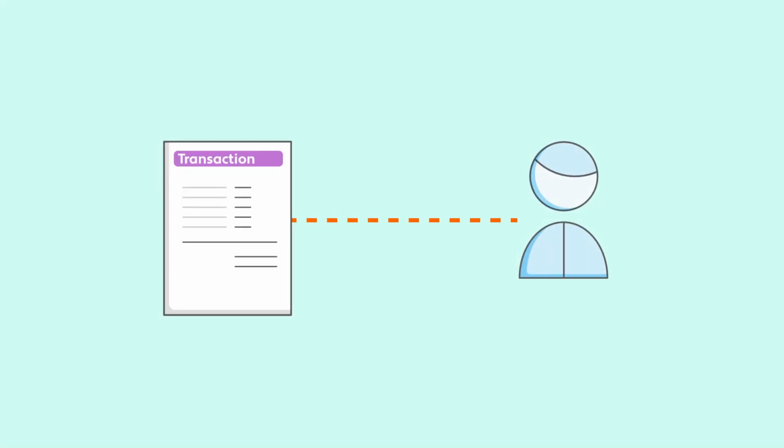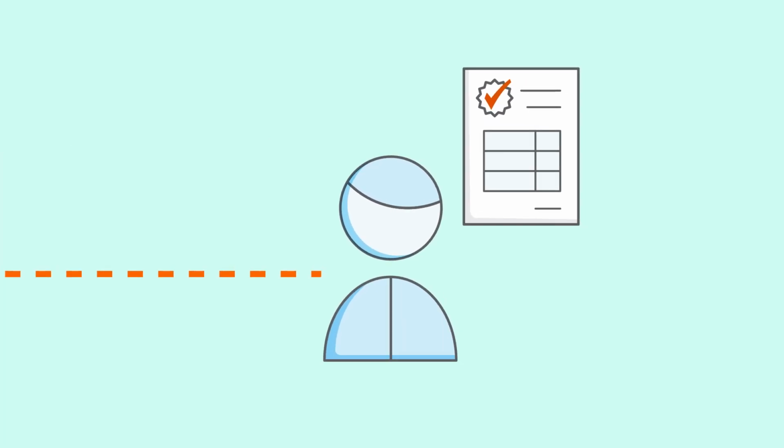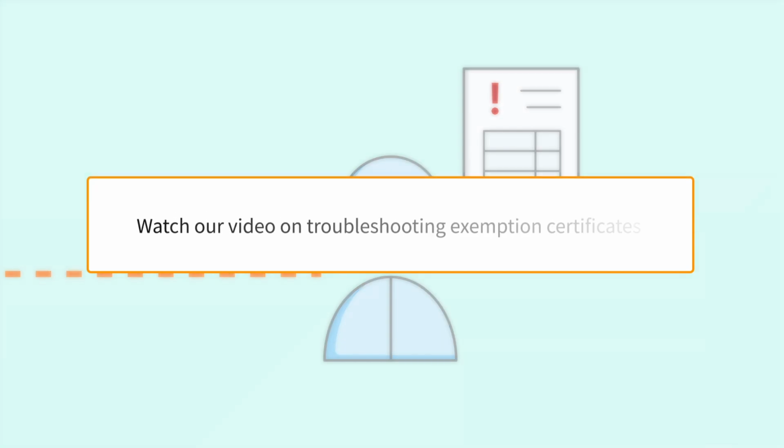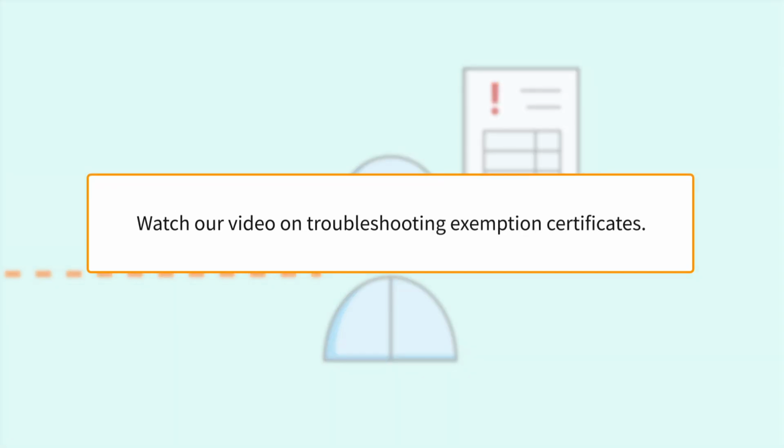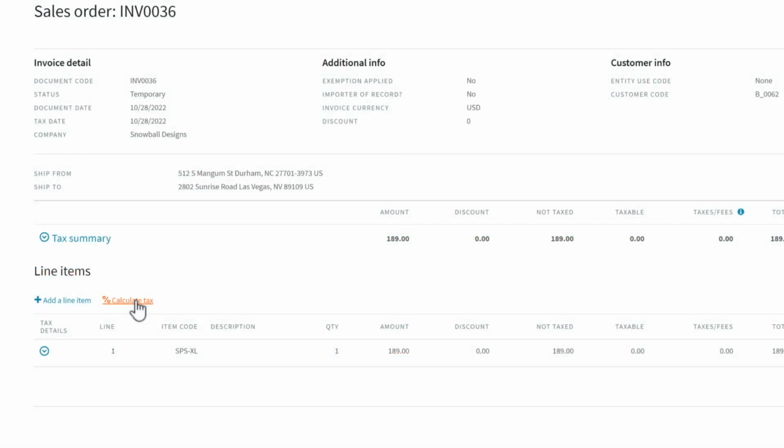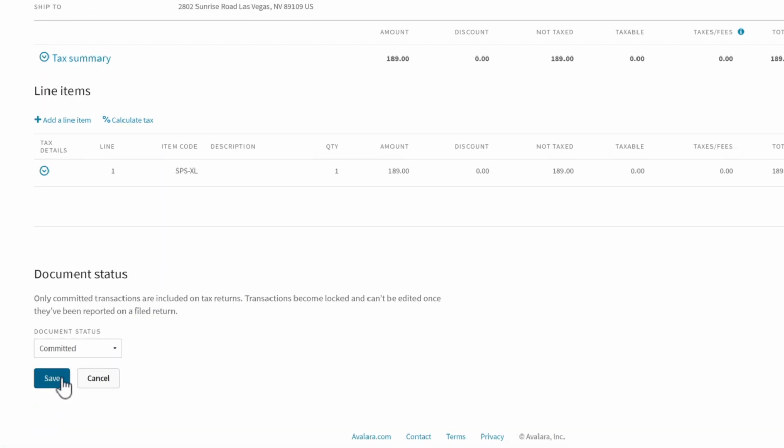If correctly linking the customer didn't resolve your unexpected tax amount, it likely means there's an issue with the customer's exemption certificate. To learn more, watch our video on troubleshooting exemption certificates. Before you leave the page, you need to save the transaction.